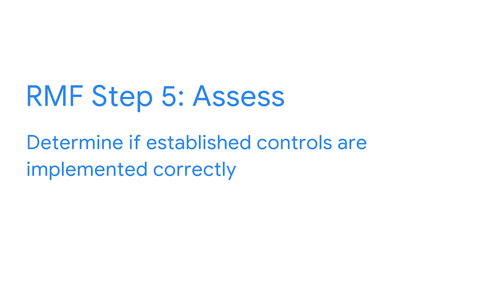Step 5 is assess. Assess means to determine if established controls are implemented correctly. An organization always wants to operate as efficiently as possible. So it's essential to take the time to analyze whether the implemented protocols, procedures, and controls that are in place are meeting organizational needs. During this step, analysts identify potential weaknesses and determine whether the organization's tools, procedures, controls, and protocols should be changed to better manage potential risks.